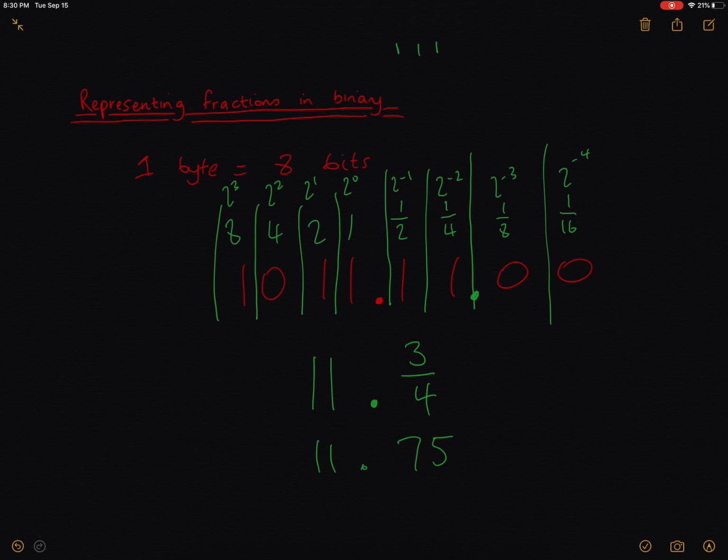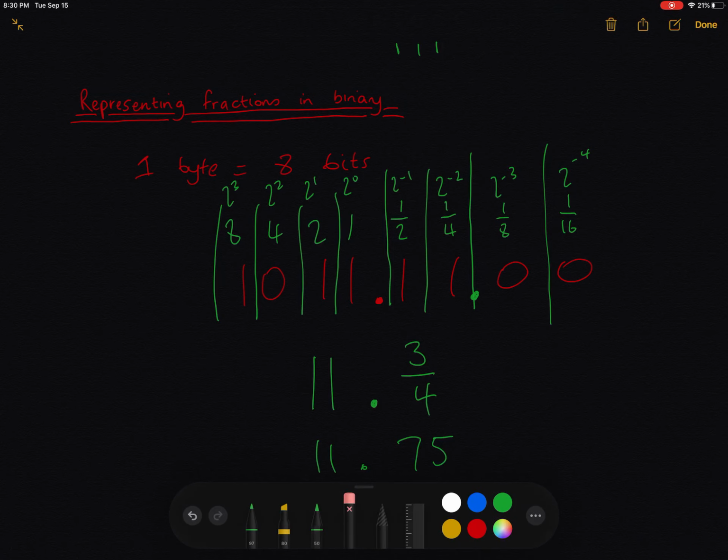So we need to decide, and we've got to make a decision with a fixed point system: do we want to represent bigger numbers with less accuracy in terms of the fraction, or do we want to represent smaller numbers but with more accuracy in terms of the fraction? That's just something that we don't really want to have to worry about.